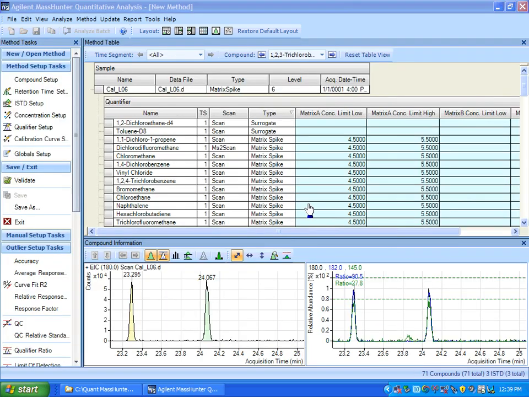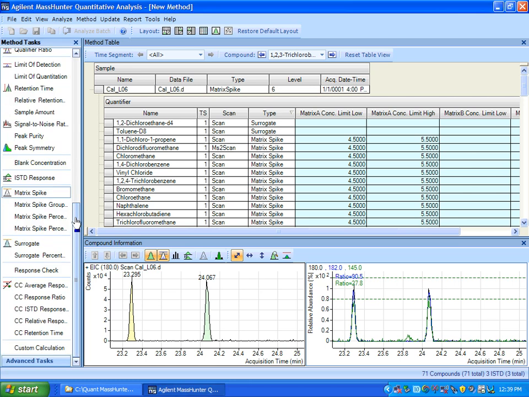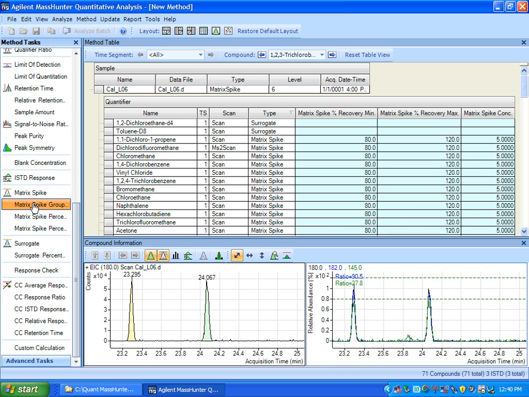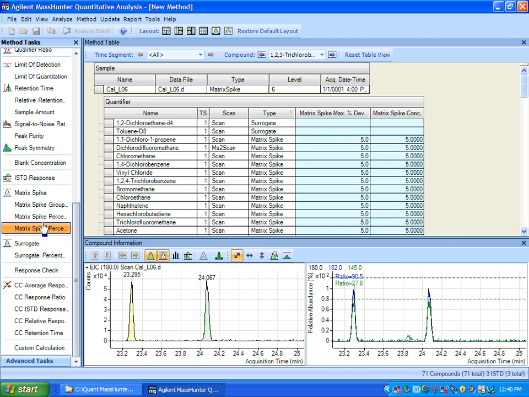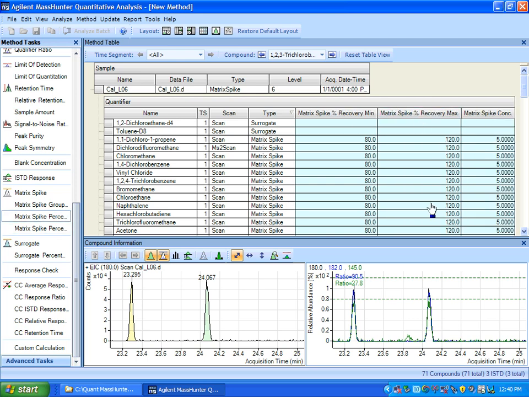Here I am in the method editor, and I'm going to drop down to the outliers section and look at the matrix spike. So let's go through these very quickly. Here is the simple matrix spike, which just measures against a concentration. Here is the matrix spike group, which I'll show you and what we're using here in the demo, the matrix spike percent limits, and the matrix spike percent difference. So you're putting in the limits of the deviation that's allowed and the percent difference that's allowed to control the outliers in terms of flagging.